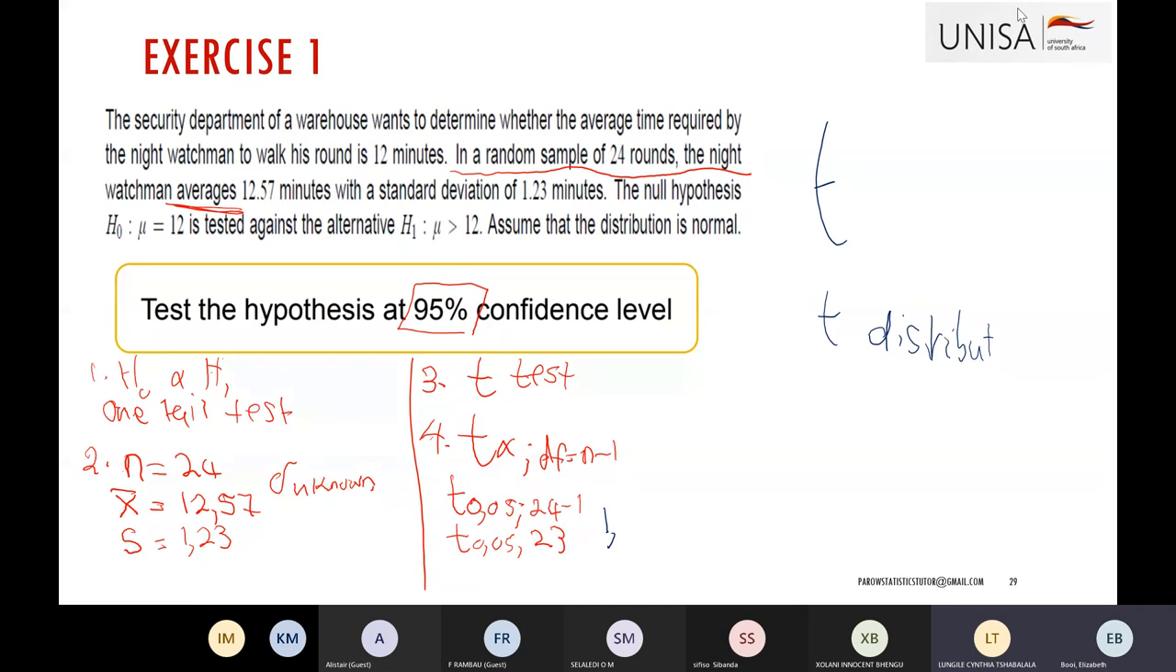Okay, all right. So you have found where you went wrong. The critical value is 1.714. There we go. So that is our critical value.